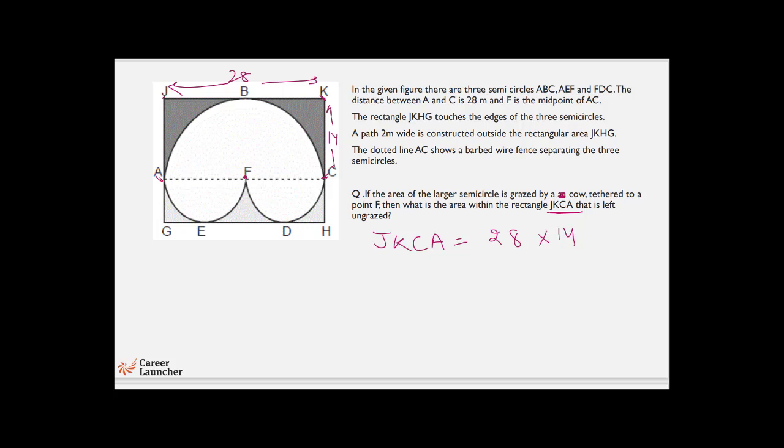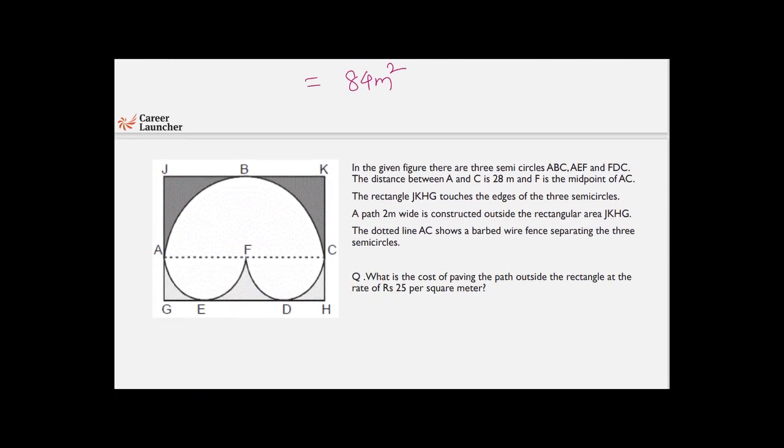And so we are looking at the area which is not being grazed by the cow. That means we are looking at this darker gray area. So how do we calculate this? Area of the rectangle minus the area of the bigger semicircle ABC. So that's simple. 28 into 14 minus half pi r square. That comes around 84 meter square. Okay, this is an easy question. Moving on.